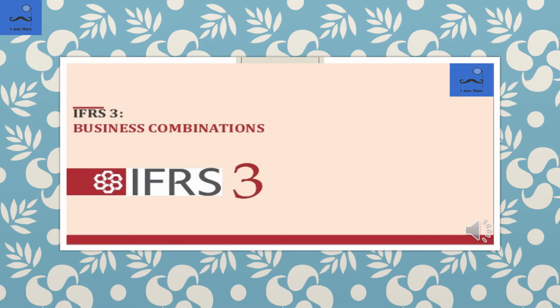Step 1: identifying the acquirer. IFRS 10 Consolidated Financial Statements is used to identify the acquirer, the entity that obtains control of the acquiree. Step 2: determining the acquisition date, the date on which the acquirer obtains control of the acquiree.